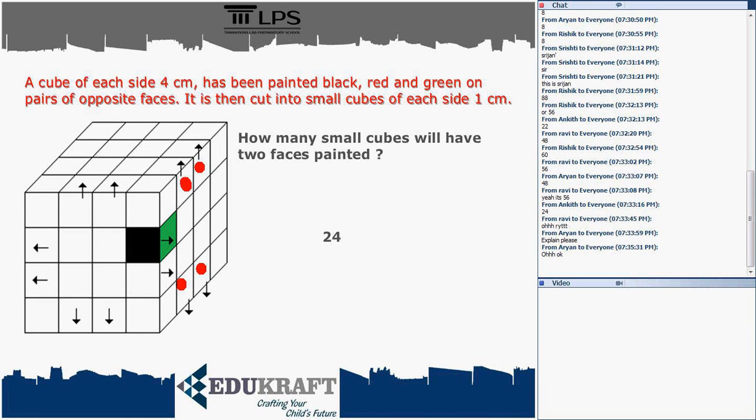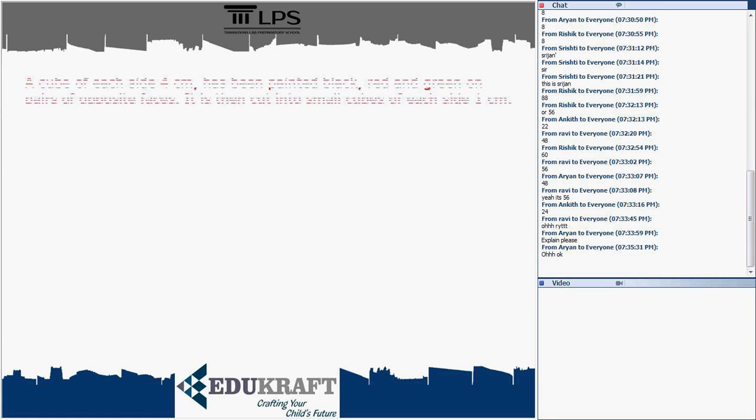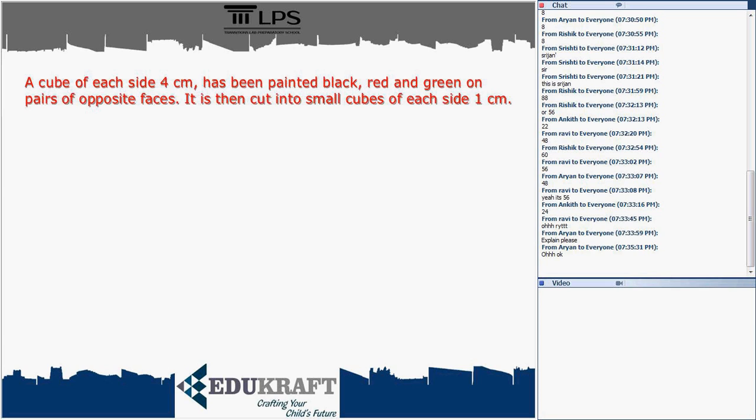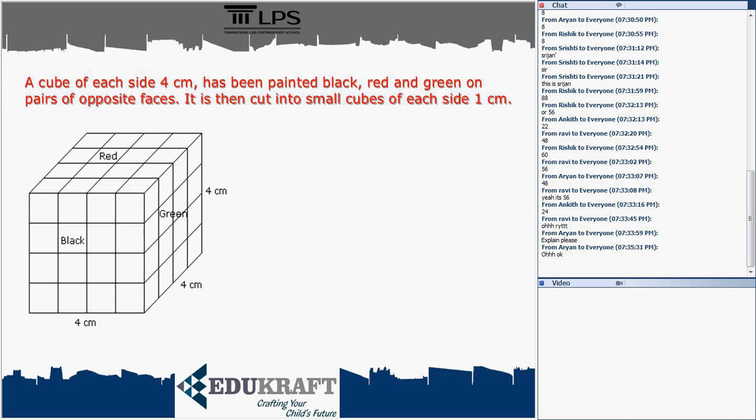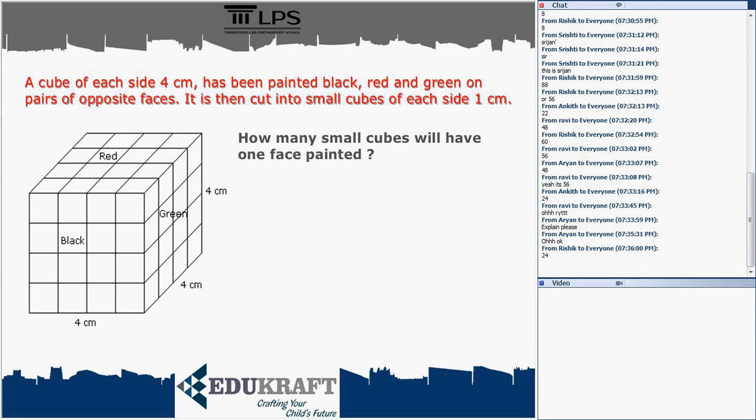Is that clear? Okay? The question is, how many cubes will have one face painted? I'm waiting.